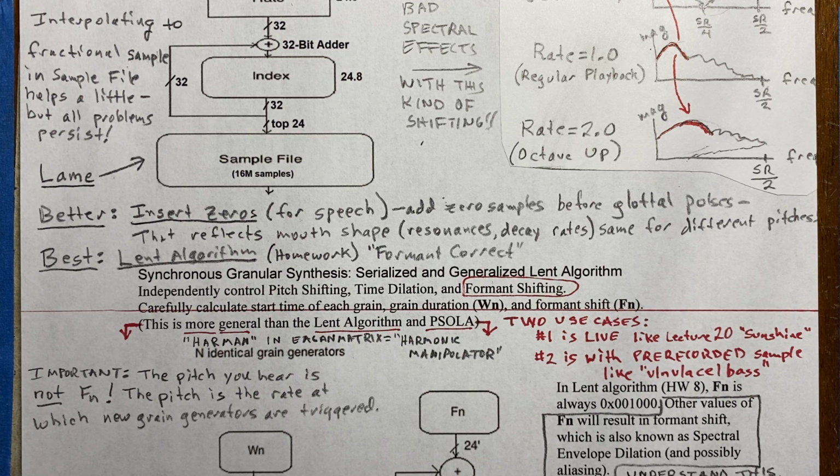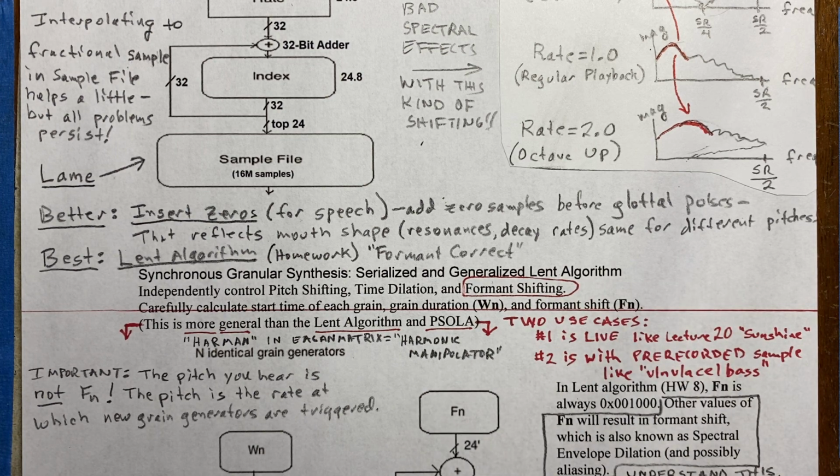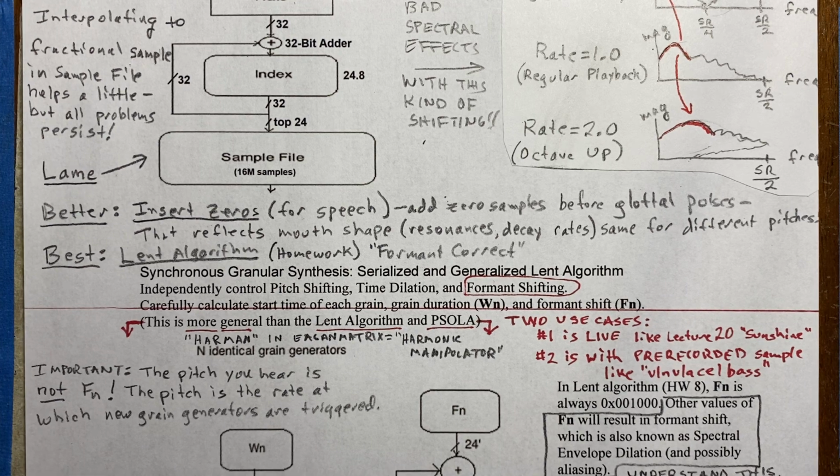So a serialized algorithm like this means you take a block structured thing and you make it work one sample at a time. And hopefully you'll see the difference between this algorithm and that. In a sense, they're the same algorithm, but the one in the paper's block structured. This one here is serialized.